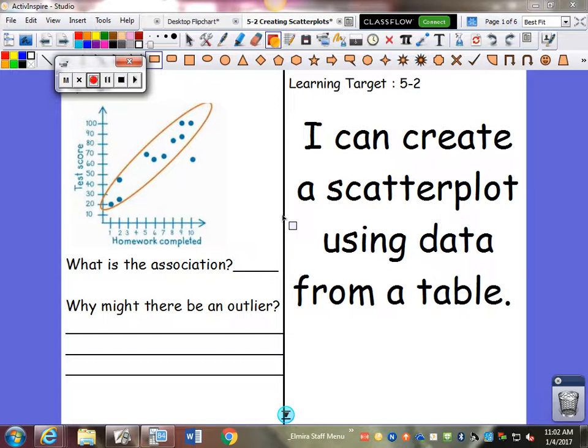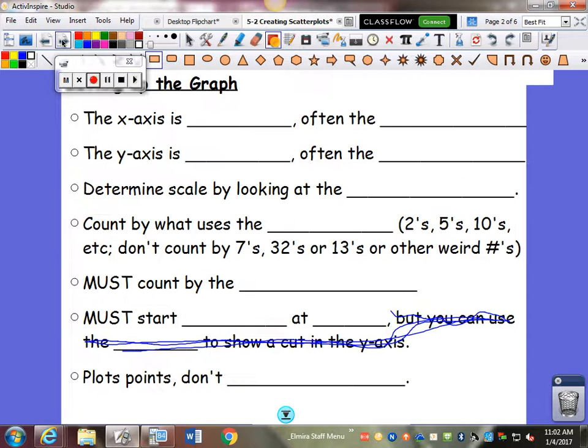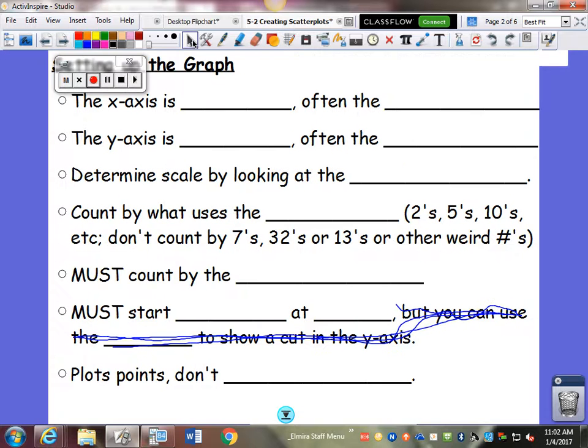All right. Today our focus is I'm going to give you some data, and I'm going to want you to graph it in a scatter plot. We talked about what a scatter plot was yesterday. And so today we're going to really focus on the nitty-gritty details of making the scatter plot. Most students can graph okay. You guys have been graphing since you were in kindergarten.